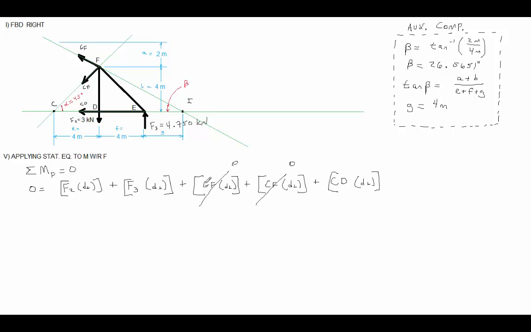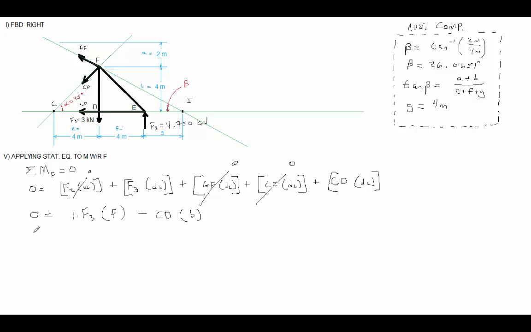If we sum moments at F, we know that any force with the letter F in it is not going to produce a moment. Also looking, F2 passes through point F. It's not going to produce any rotation either. F3 is going to produce a positive moment, and its perpendicular distance is F. CD is going to produce a negative moment, and its perpendicular distance is B.